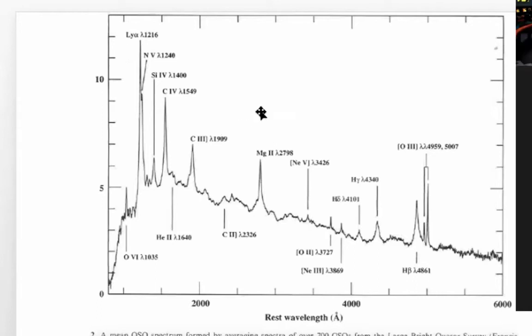The first thing I want you to notice is highly ionized gas, such as we have not generally encountered around normal galaxies in the Milky Way. For example, carbon-4, it's lost 3 electrons. There's another one.